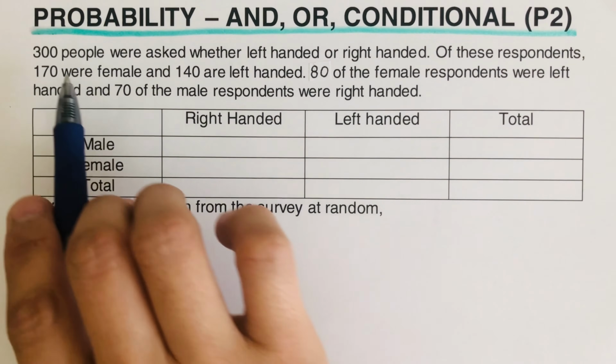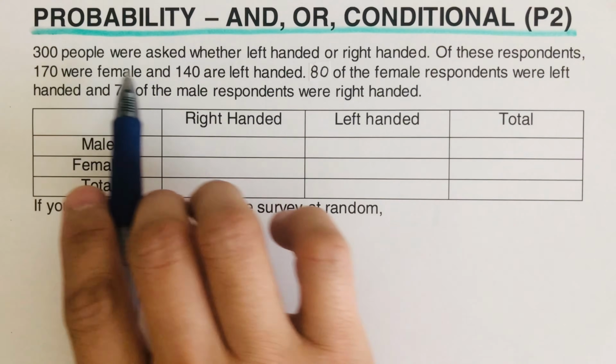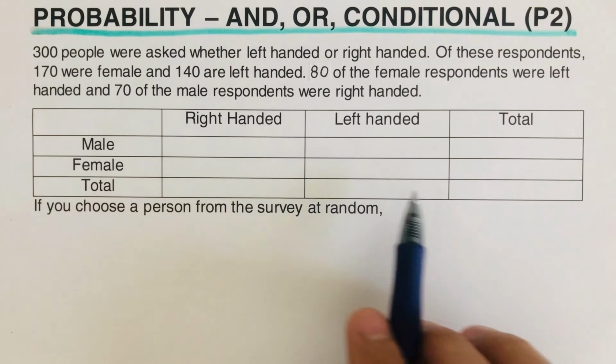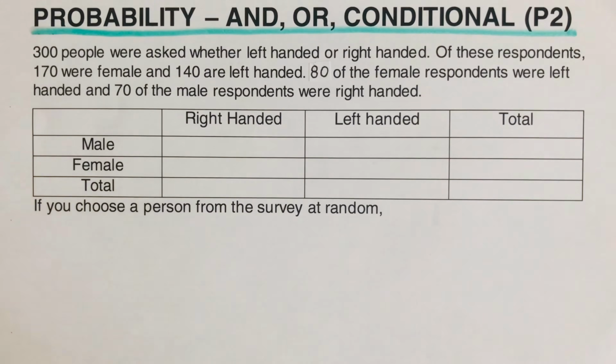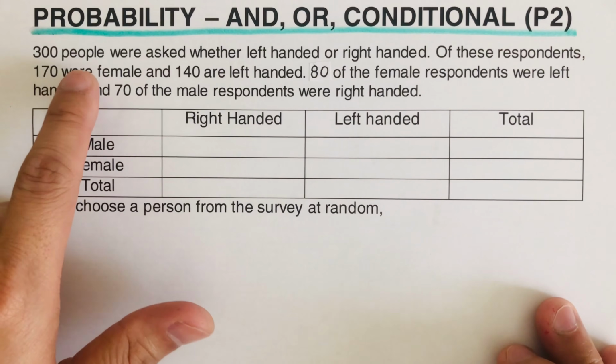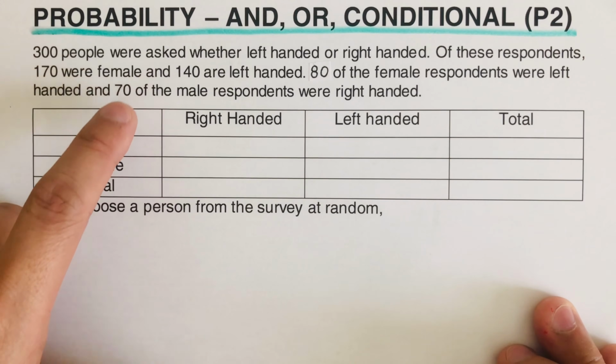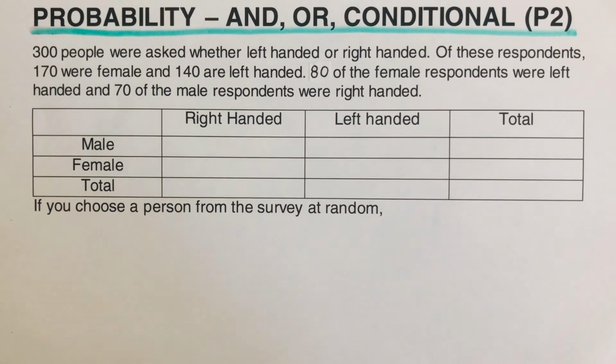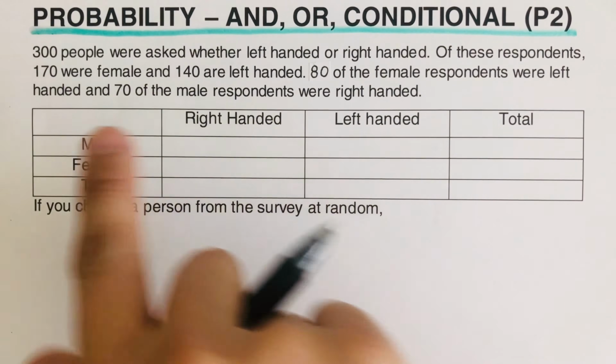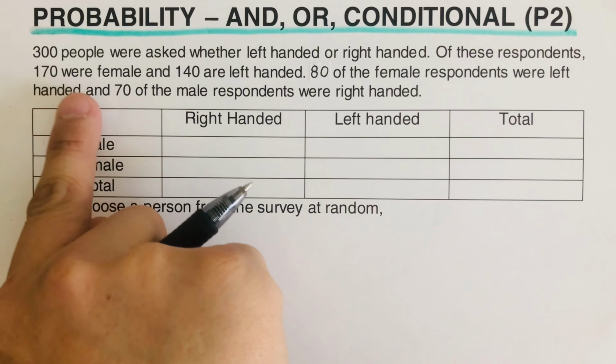However, in this word problem that we have on top of this table, we are given the numbers that we can put in to fill this table in with values. So let's start going through the problem here. It says that there are 300 people that were asked in this survey, and they were asked whether they are left-handed or right-handed. Of these respondents, 170 of them were female.